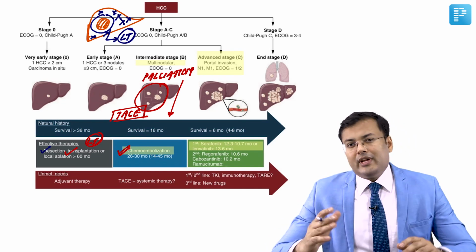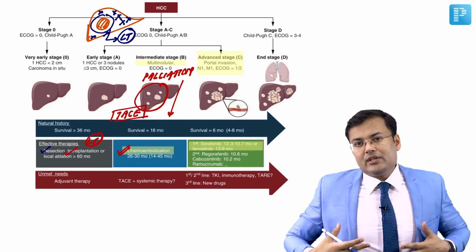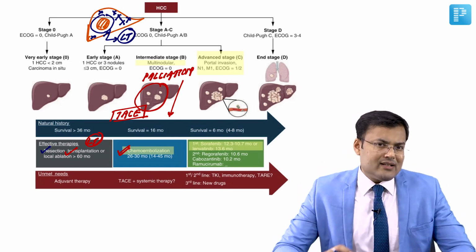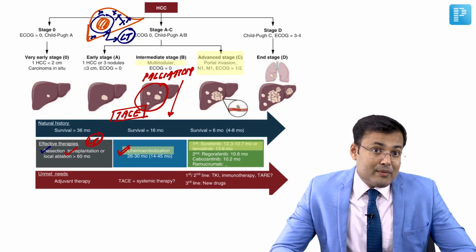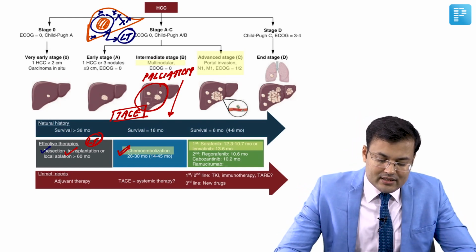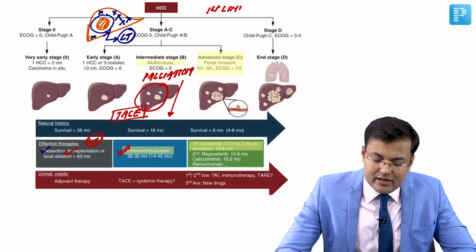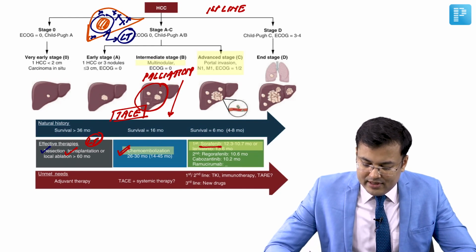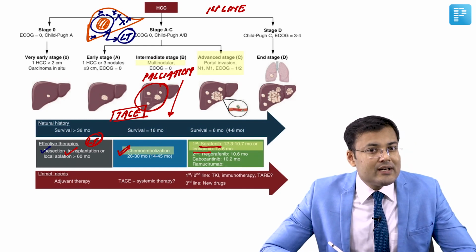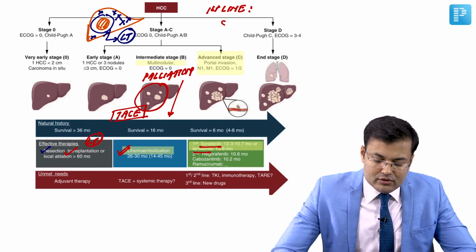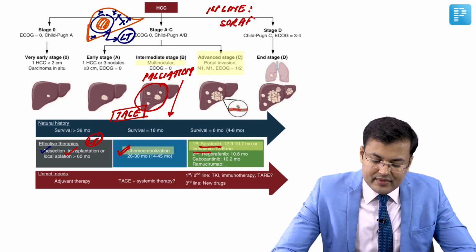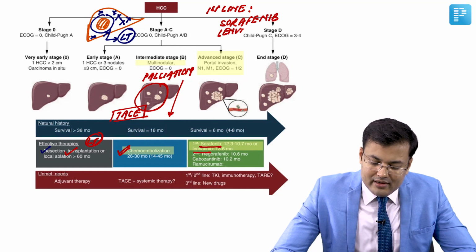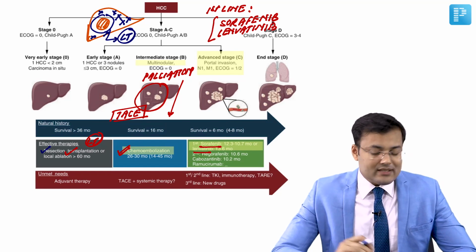Third situation, imagine at the time of presentation patient is already having advanced and metastatic disease. And if patient is having metastatic disease, in that case, what's the first line agent? Here you can see sorafenib, and the second option lenvatinib. So first line is sorafenib, and what else? Lenvatinib. These are given for advanced and metastatic HCC.